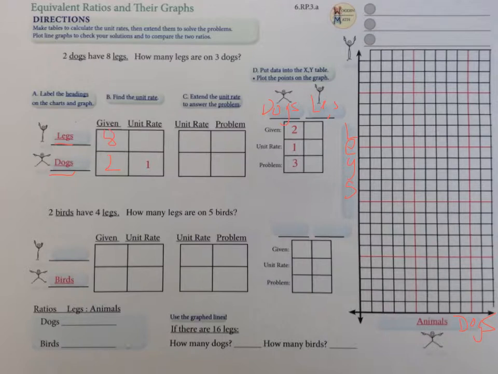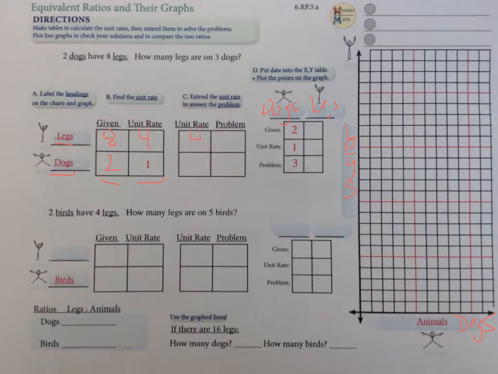From there, let's figure out the unit rate. We'll extend the unit rate to solve the problem. So let's look at the relationship given between 2 dogs and 1 dog. To go from 2 to 1, you would divide by 2. Let's do the same thing with the legs. 8 divided by 2, 4.